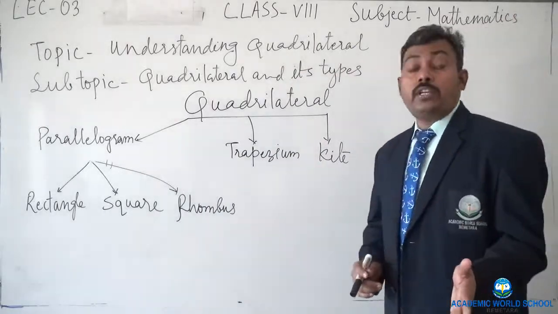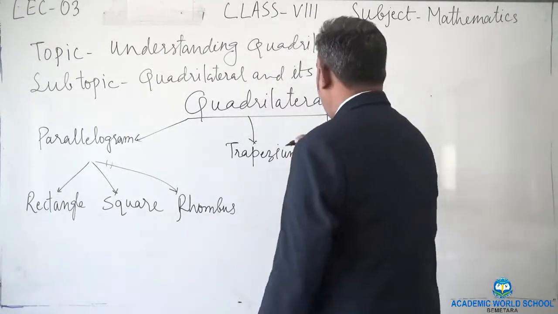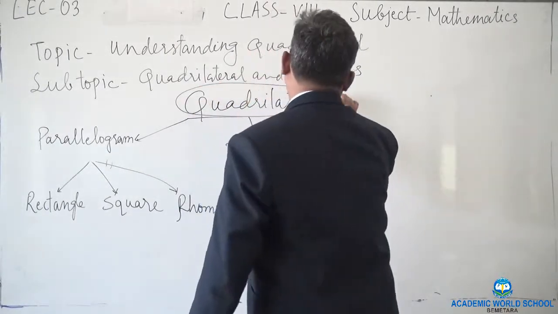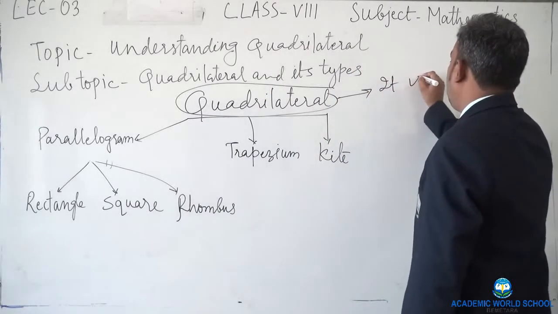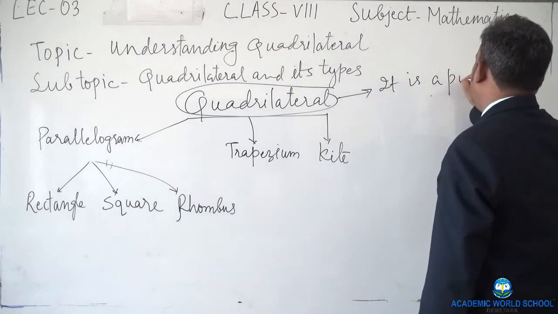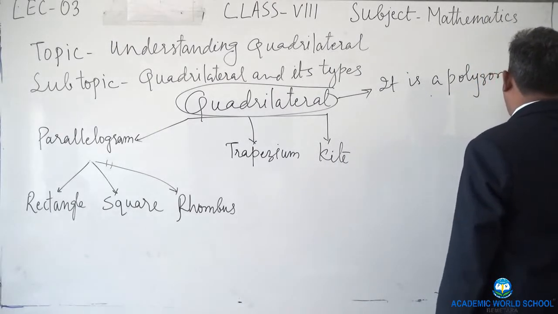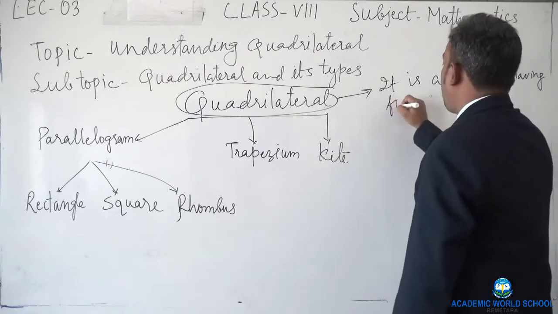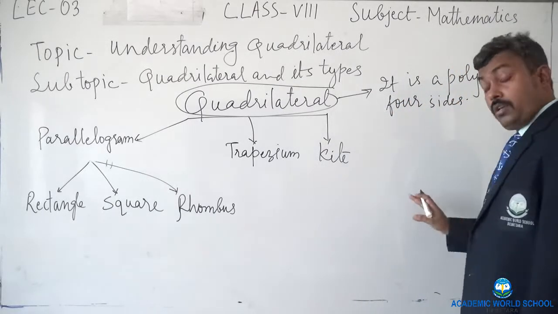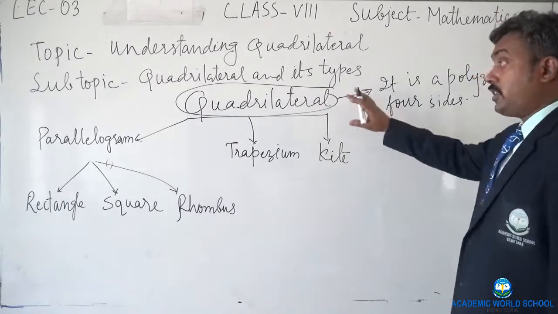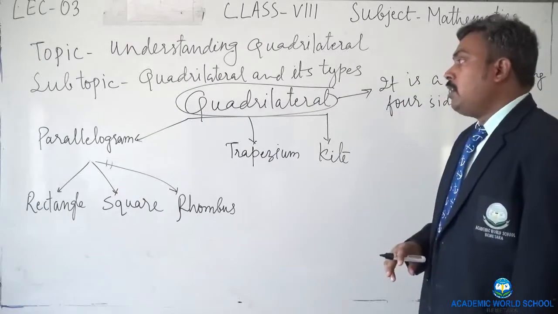As I have told in the definition of polygon, a quadrilateral is a polygon having 4 sides. A polygon having 4 sides is called a quadrilateral, that we have already studied.